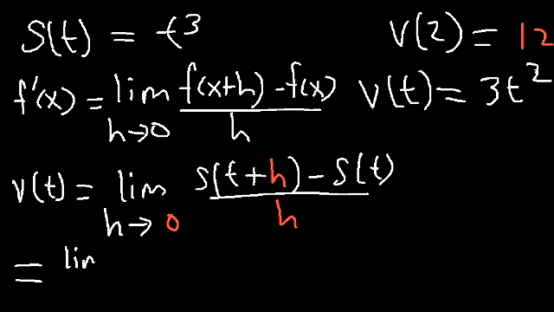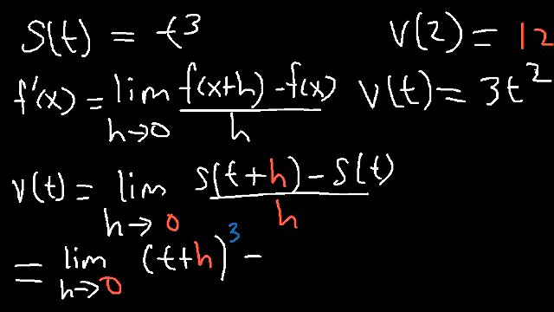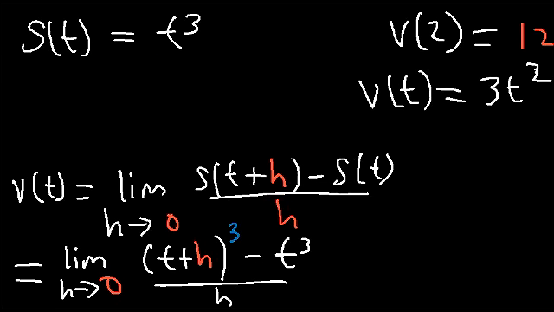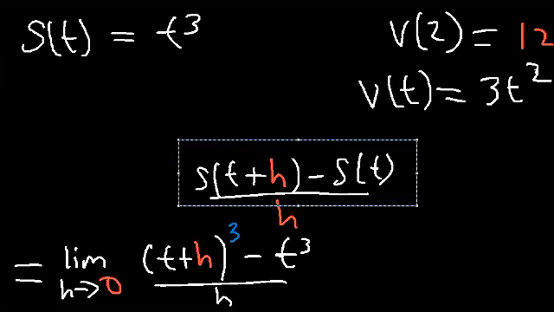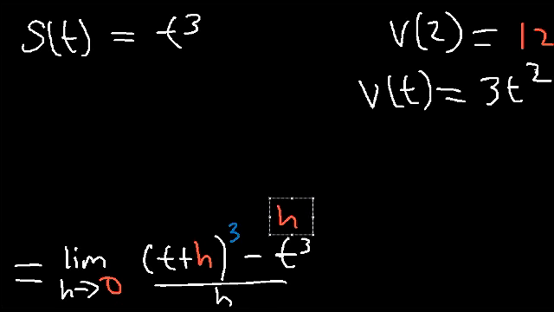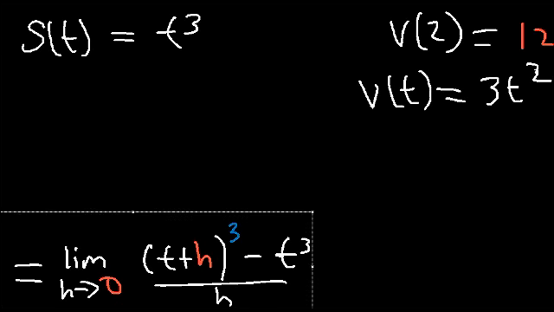So this is equal to the limit as h approaches 0. S of t plus h, we got to replace t with t plus h. So it's going to be t plus h raised to the third power. And s of t is simply t to the third, and then divided by h. The only issue is I need more space. There's not enough space in this board. So let's move this over here.